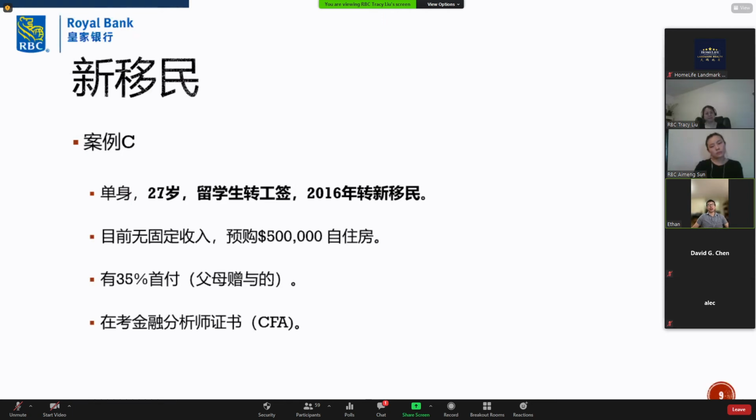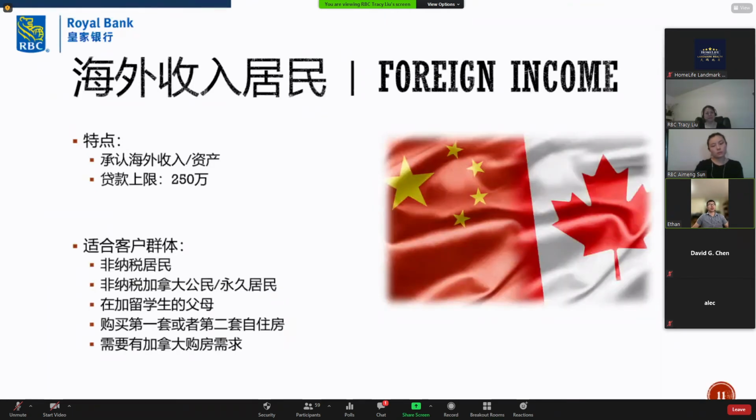The last scenario for the Newcomer program is where the client was a Canadian citizen. They landed in 2003, went back to China, came back in 2018. In this case, even though the client is already a Canadian citizen, we can still qualify this client under the Newcomer program. Okay, so those are the few key aspects of our Newcomer to Canada program.